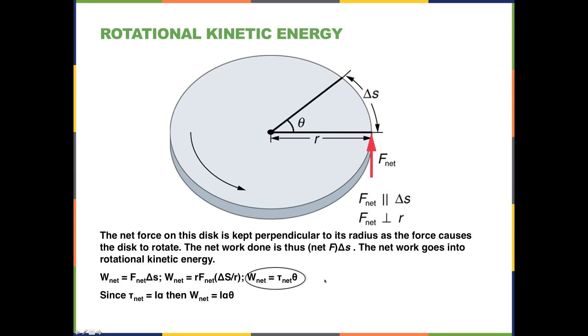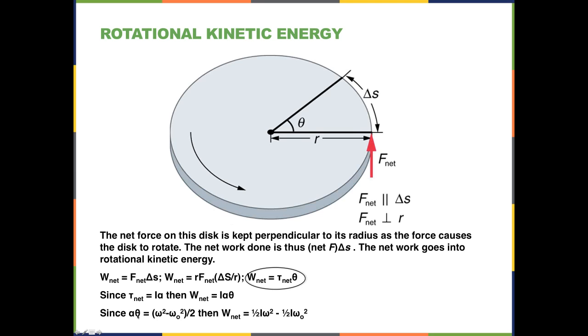The second thing is that we can say that the torque is equal to the moment of inertia times alpha, or the rotational motion, so that work net, if we again substitute here, is thus equal to I alpha times theta.